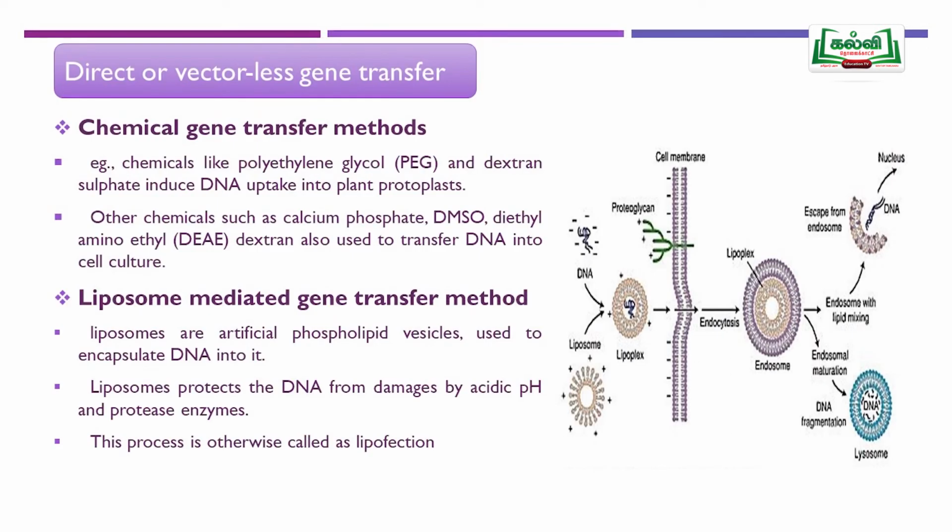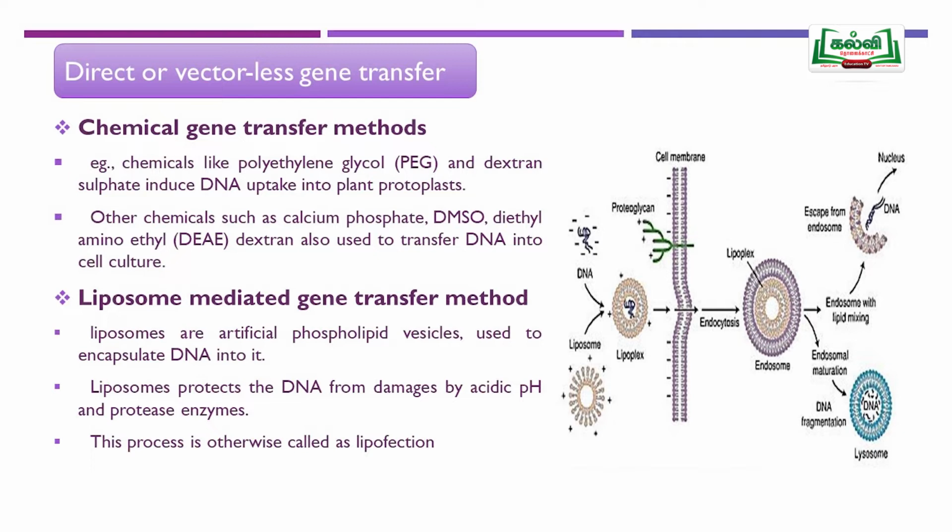So these all come under direct or vectorless gene transfer method. The first one is the chemical gene transfer method. In chemical gene transfer method, certain chemicals like polyethylene glycol. Dear students, please mark this: polyethylene glycol and dextran sulfate. These two chemicals we have to use to transfer a specific gene into a plant protoplast. Apart from this, certain other chemicals we may also use for gene transfer, like calcium phosphate, DMSO, that means dimethyl sulfoxide, and diethylaminoethyl dextran.